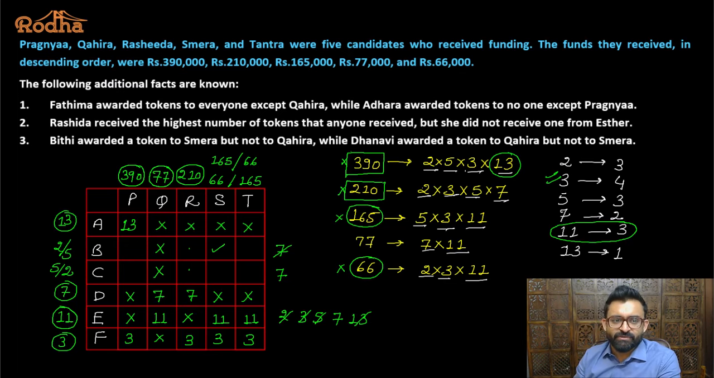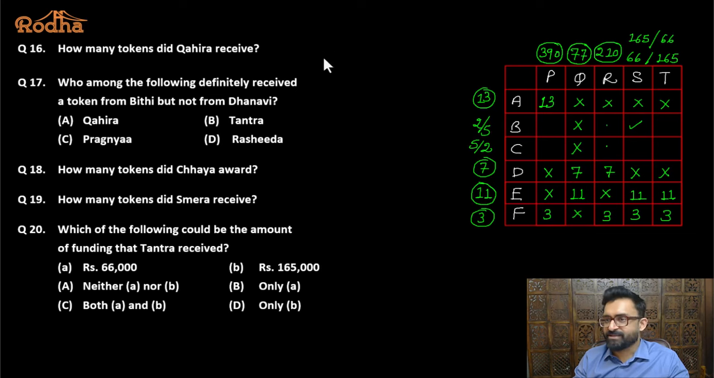Let's try and answer this question by taking this information to the next page. How many tokens did Kyra receive? Kyra received 1 and 2 tokens, 7 and 11.